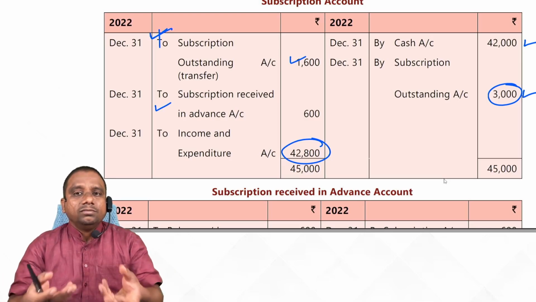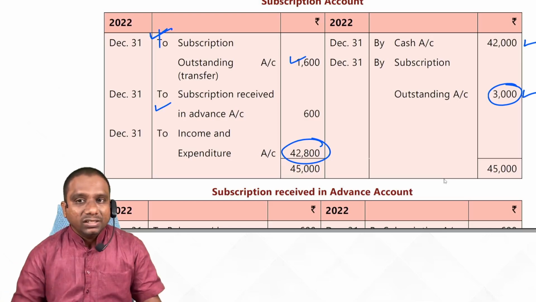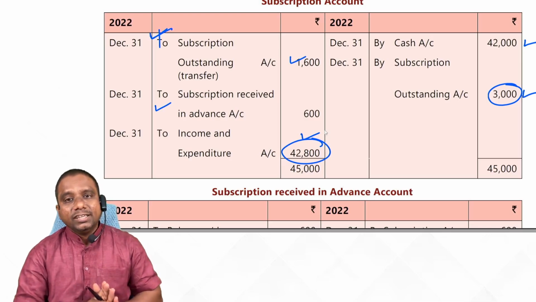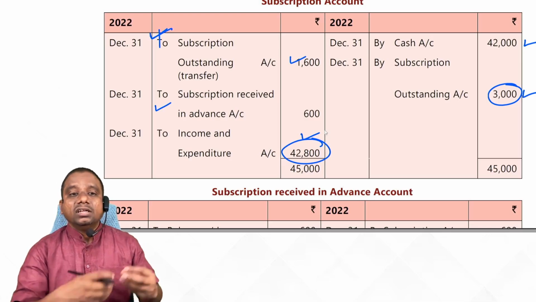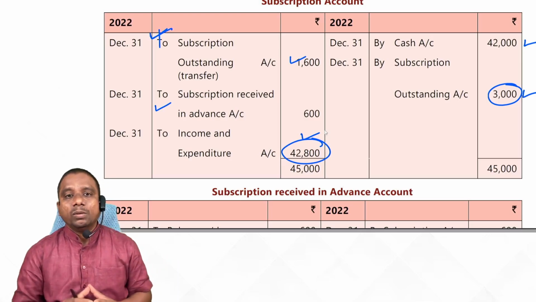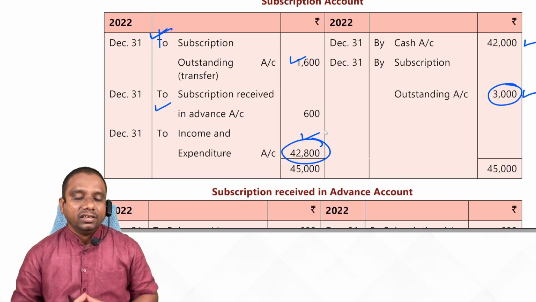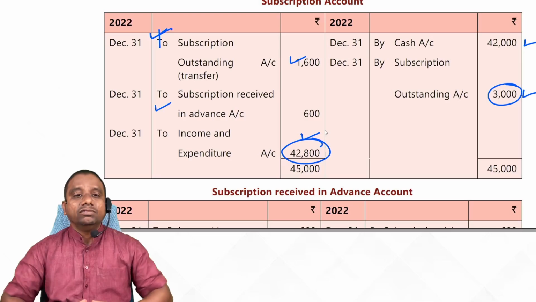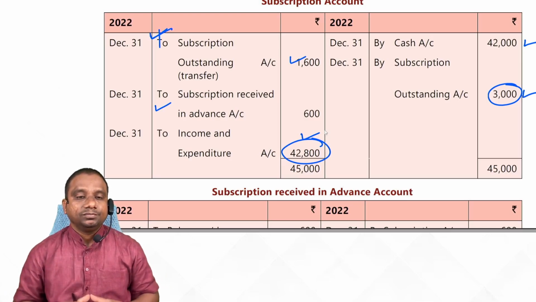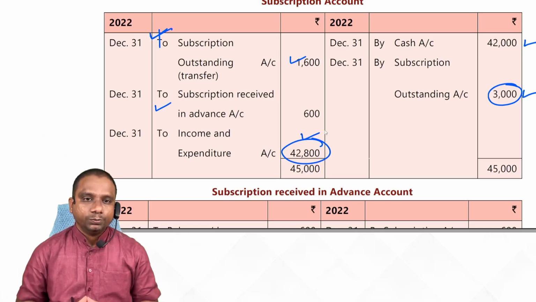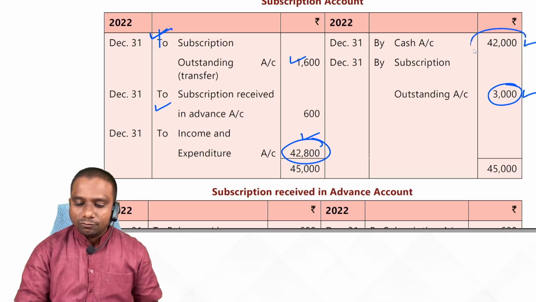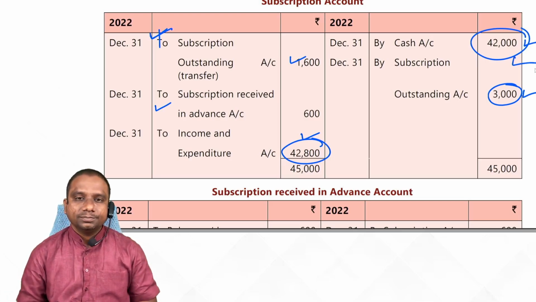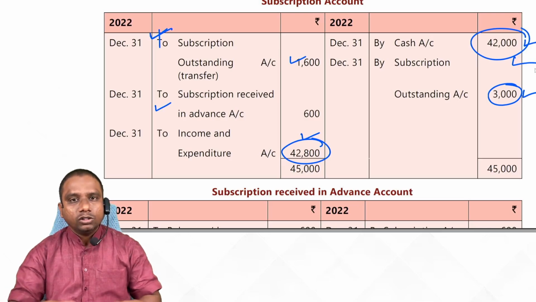Sometimes the same question may be asked in reverse. Means here they give you 42,800. That means amount credited to income and expenditure account 42,800. They will ask how much cash we received towards subscription during the year 2022. For that, what is your answer? 42,000. To get 42,000, you have to do certain adjustment. And the same account you have to prepare.